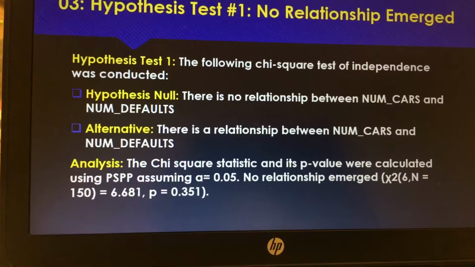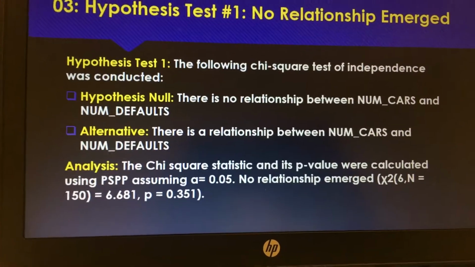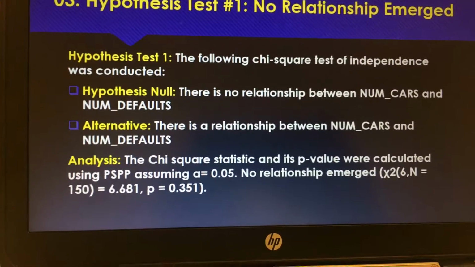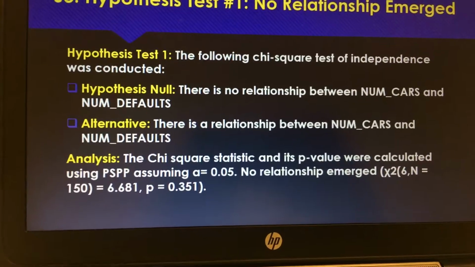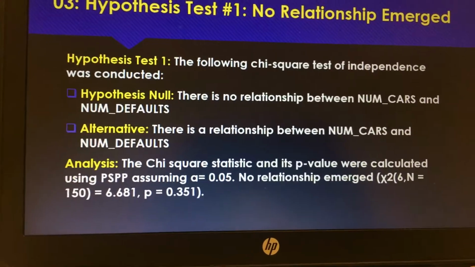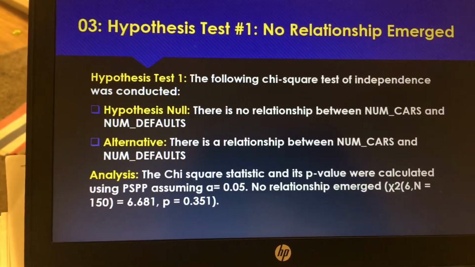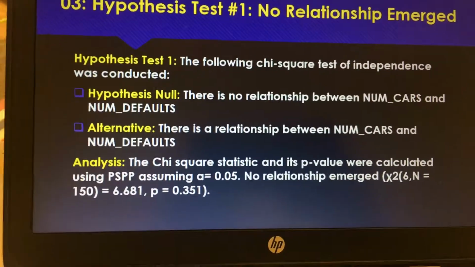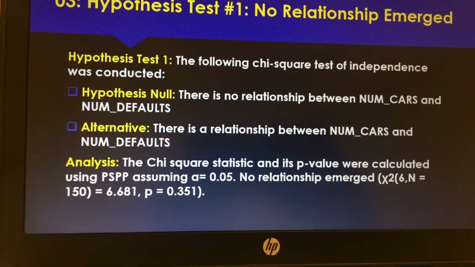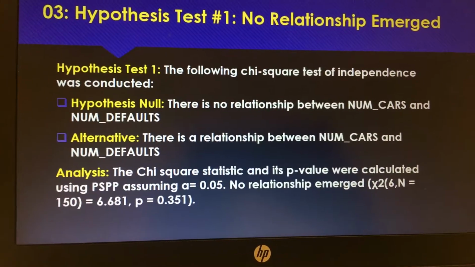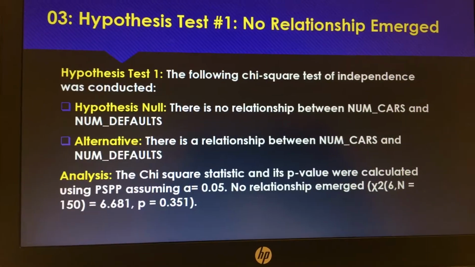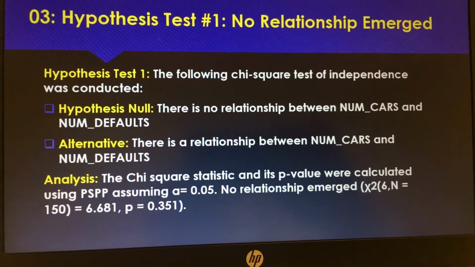The null hypothesis, as you can see, is that there's no relationship between num-cars and num-defaults. And the alternative hypothesis states the opposite, that there's a relationship between num-cars and num-defaults. We ran the test using SPSS, and we got the following results that have been placed there in our analysis. As you can see, we had a degree of freedom of 6. We're using a total number of 150 in the data set. This is the number of people in our data.